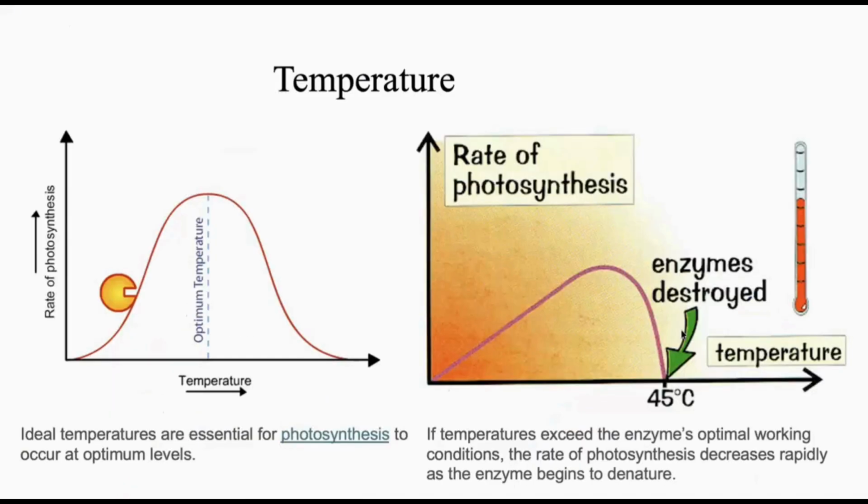And the third one is temperature. So the ideal temperature is essential for photosynthesis to take place. Once the temperature exceeds its optimum, the rate of photosynthesis declines. Why is it declining? Because when the temperature exceeds the optimum, the enzymes which are working in photosynthesis decrease in activity rapidly as the enzyme begins to denature.